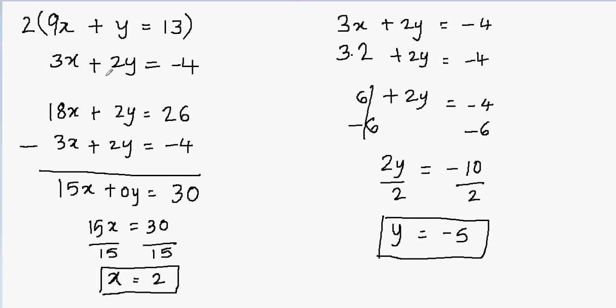So 6 minus 10, because look here. You have 3x plus 2y is equal to -4, right? So 3 times x is 2, so this will be 6. And then y is -5, so 2 times -5 will be -10. And this is equal to -4. So 6 minus 10 is -4. So your left hand side is equal to right hand side. That means your answer is correct. So you can also verify your answer by plugging in the values in any of the equations. That's all for this video.